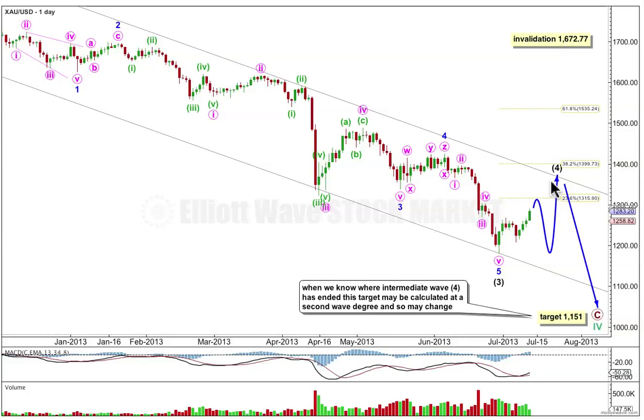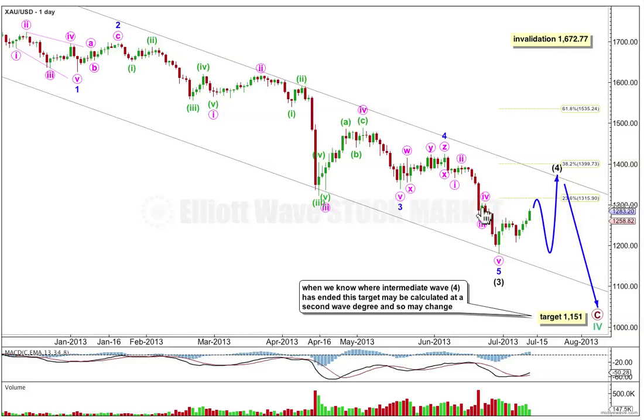Given the guideline of alternation, I'll expect intermediate wave 4 to be a shallow sideways moving flat, triangle or combination, most likely to end about the 0.236 or 0.382 Fibonacci ratios of intermediate wave 3 down. So these are our initial expectations for around about where upwards movement may end.